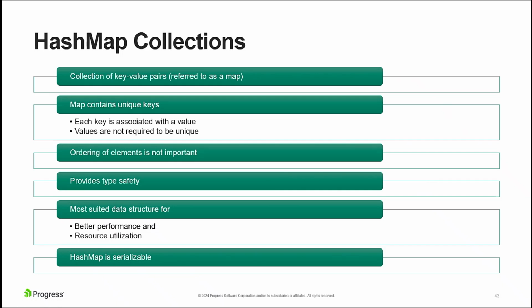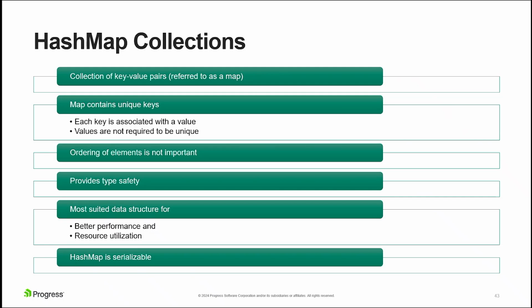A HashMap collection is a collection of key-value pairs. A map contains unique keys where each key is associated with a value, but values are not required to be unique. That is, we can have a map with employees as the keys and managers as the values, where employees are unique, but you may have multiple employees with the same manager.